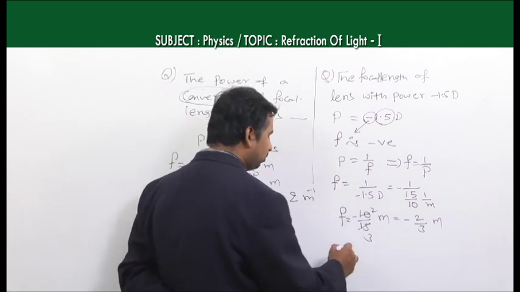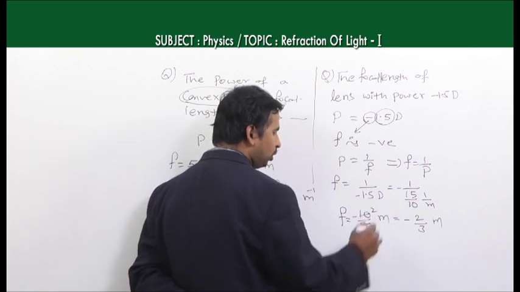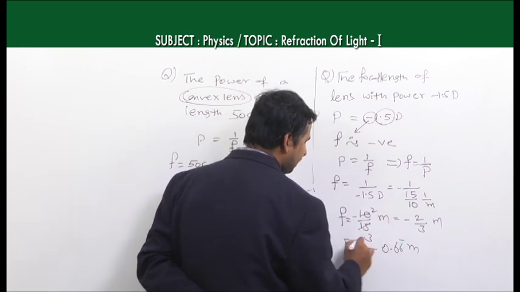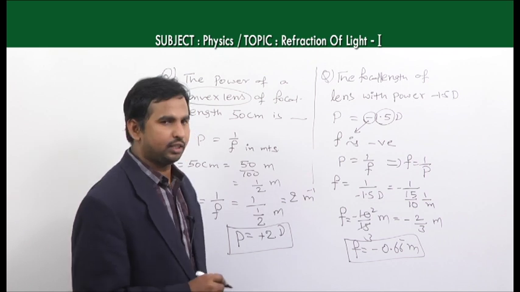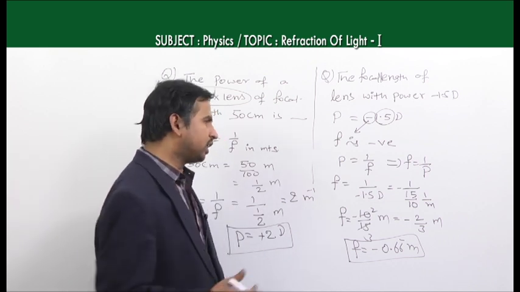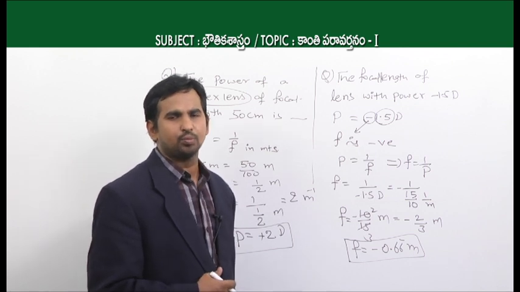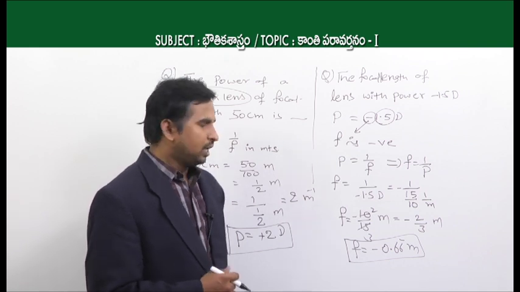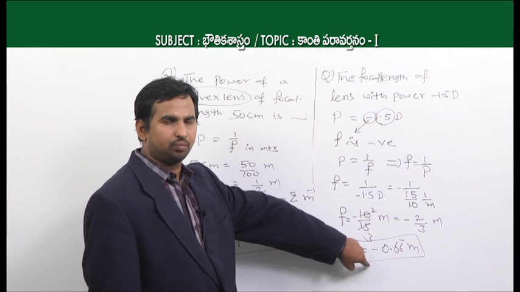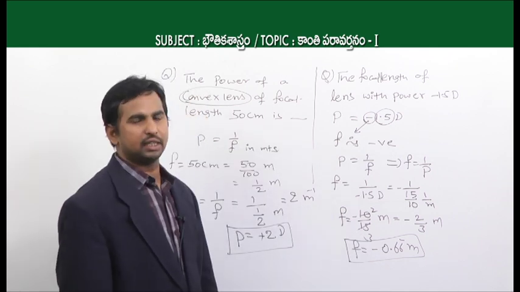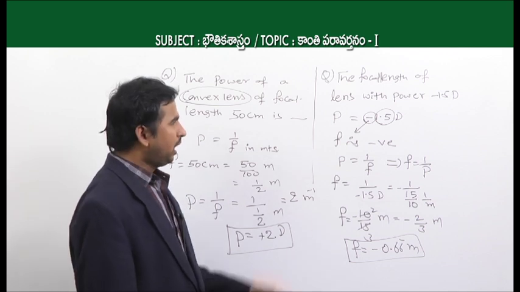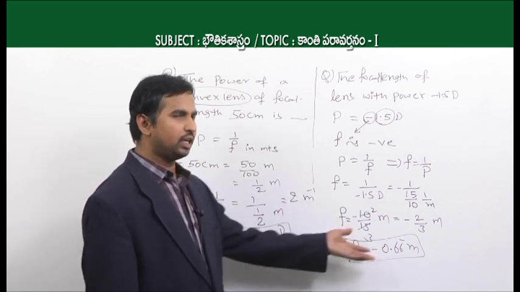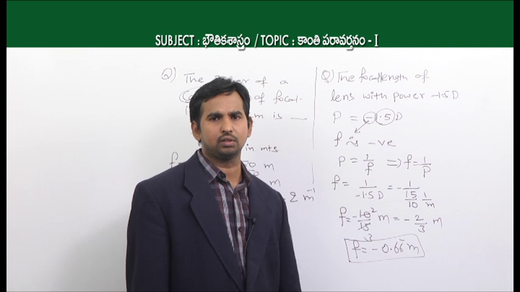Calculating the value, F is equal to minus 2 by 3, which is minus 0.66 meters. Or if we convert that into centimeters, multiplying 0.66 by 100, it becomes 66.66 centimeters, and again we have a negative sign. So the lens is a concave lens, with a power of minus 1.5 D, and its focal length is equal to 66.66 centimeters.